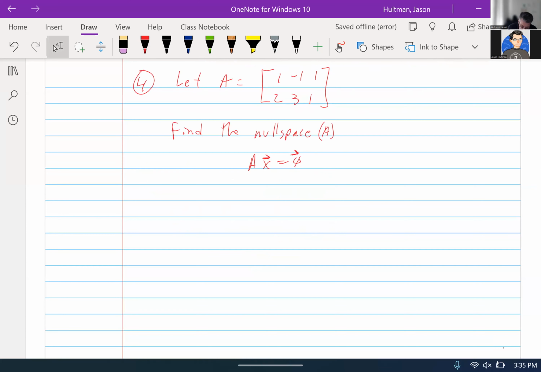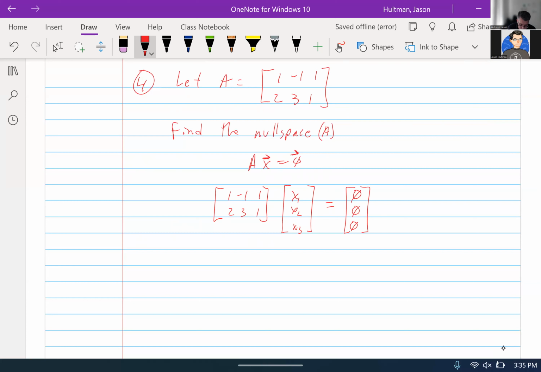So let's look at what this means. We're going to have A, which is 1, negative 1, 1, 2, 3, and 1, times our variable matrix, which must be x1, x2, x3, and that's going to be equal to our 0 vector.